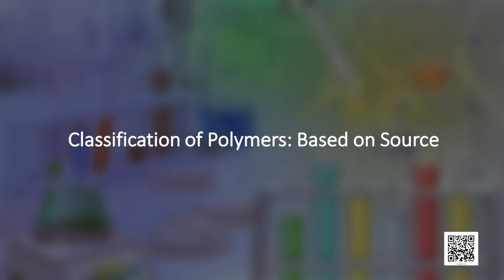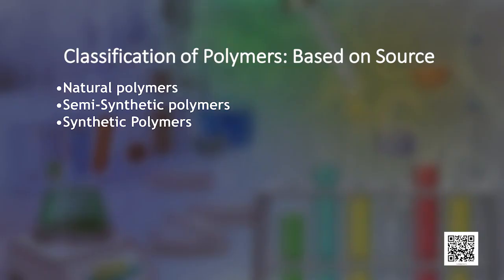There are several ways of classifying these polymers based on certain special considerations, and we will be talking about each of them in this episode. We will discuss five different ways of classification, starting with classification based on source. Under this type of classification, there are three subcategories: natural polymers, semi-synthetic polymers and synthetic polymers.